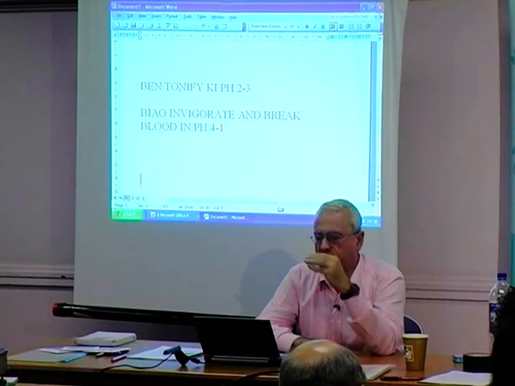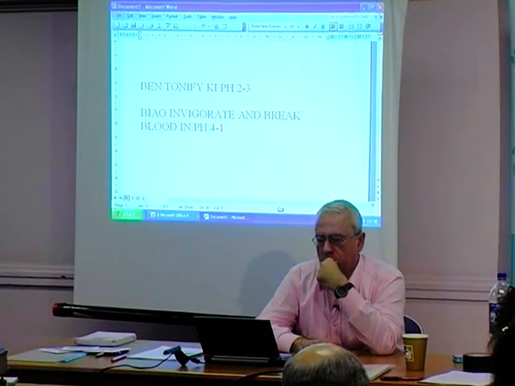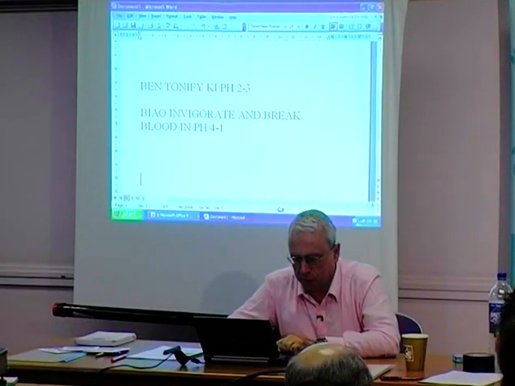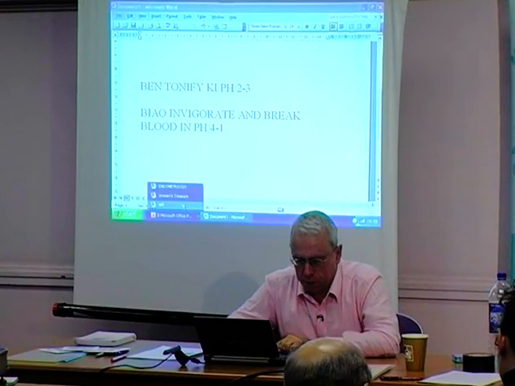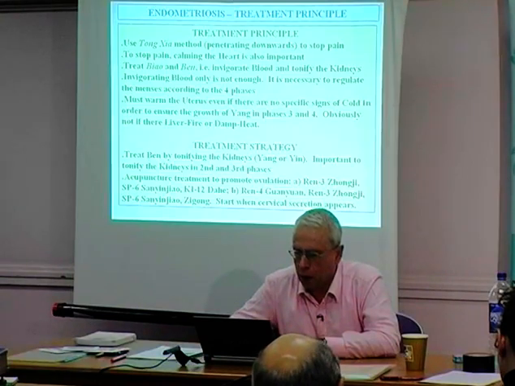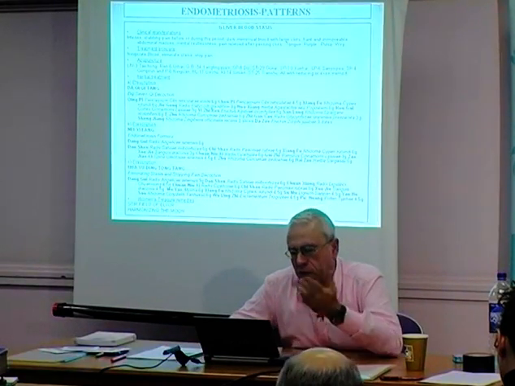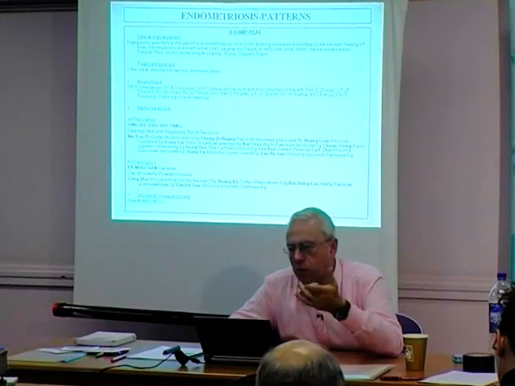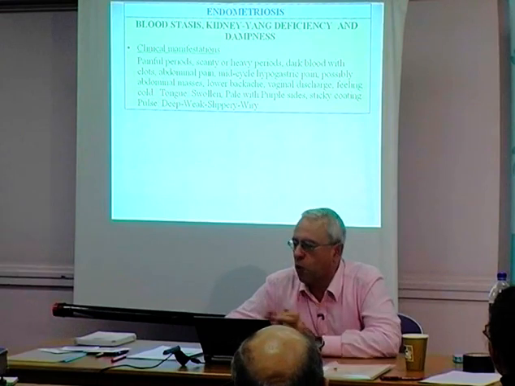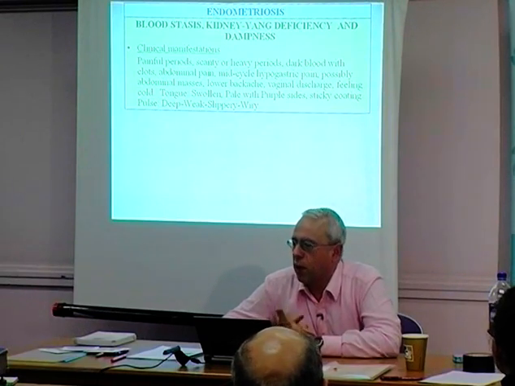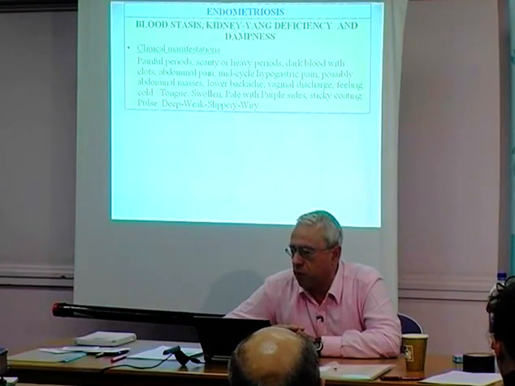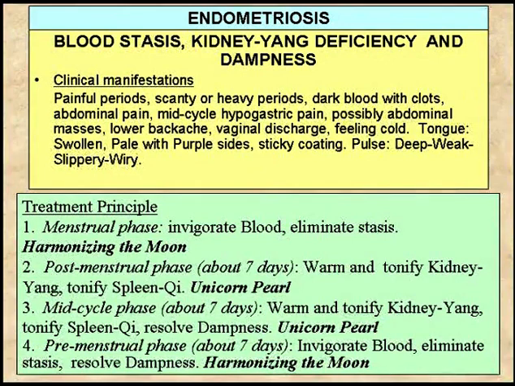So rather than looking at individual patterns, the books, when they talk about endometriosis, give you individual patterns for it, as these: liver blood stasis, stagnation of cold, damp heat, damp phlegm, and so on. Rather than doing that, we're going through combinations of patterns, because that's what we have in practice. And this is the first one, and in my experience, the women I see with endometriosis, the most common one.